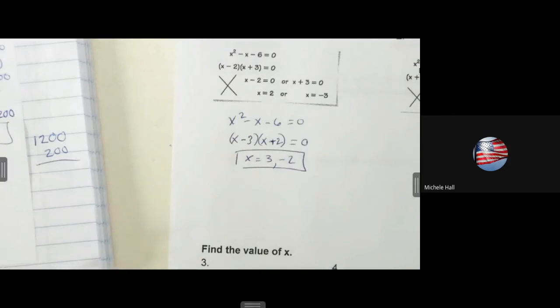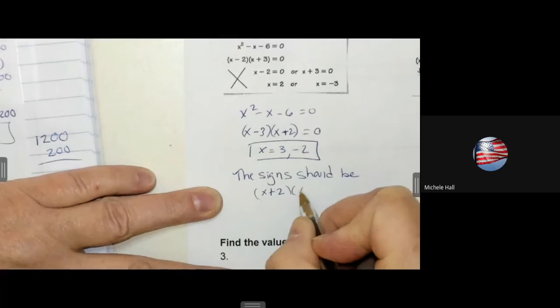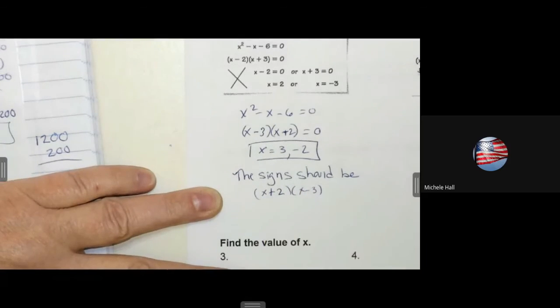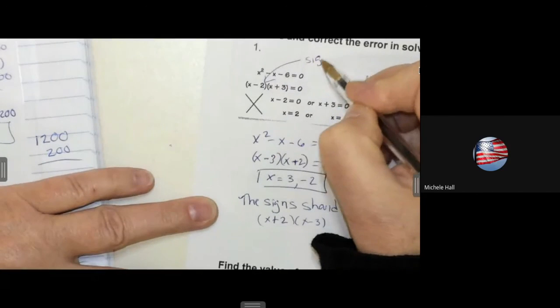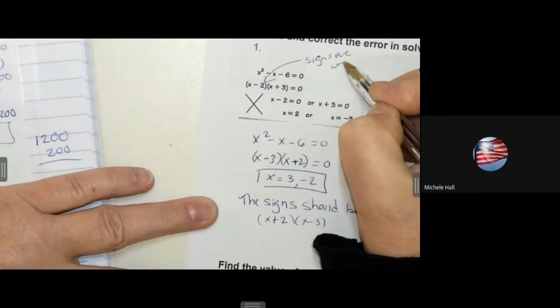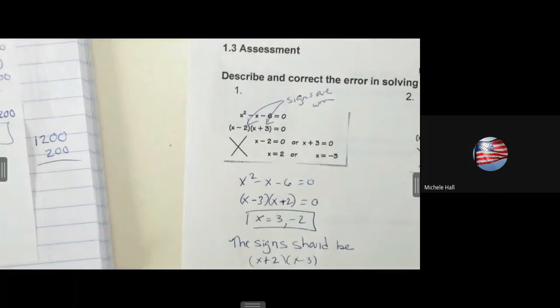Look at your work. Look at their work. What's the mistake, Jaden? +2. You just put x plus 2 and x minus 3. However you want to say it, it doesn't matter. You could point to it and say, signs are wrong. Pointing to both of them. You're describing what it is. Again, I'm open to how you describe it, but you've got to describe it and correct it.